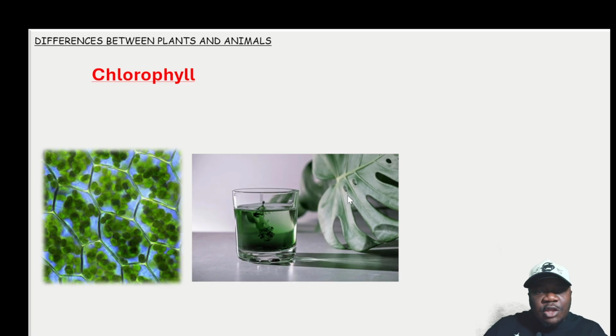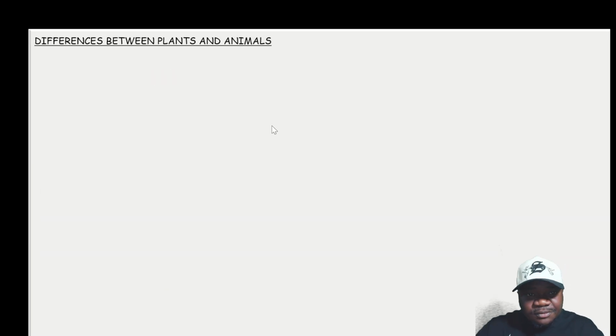Okay, so chlorophyll. Plants have chlorophyll. They use this chlorophyll to trap sunlight, and when they trap the sunlight, they're able to utilize it for photosynthesis. Chlorophyll is a green coloring pigment found in plants. Animals do not have chlorophyll because we don't manufacture our own food. We are dependent on other plants for survival. So animals do not have chlorophyll, but plants have chlorophyll.